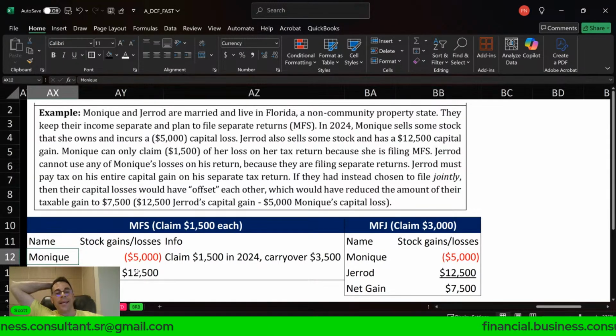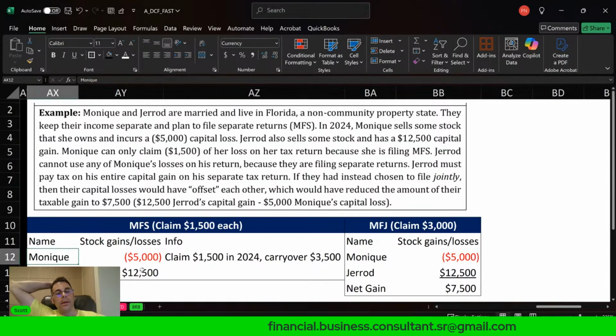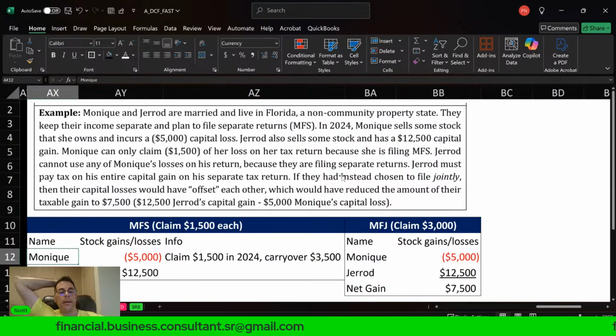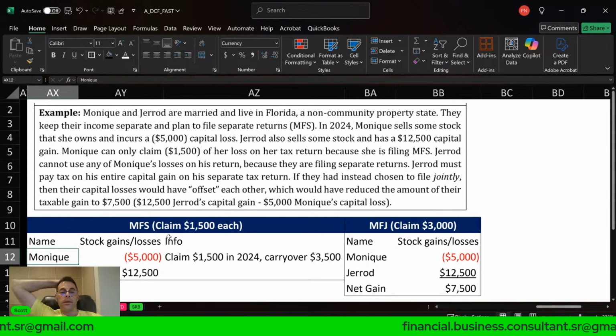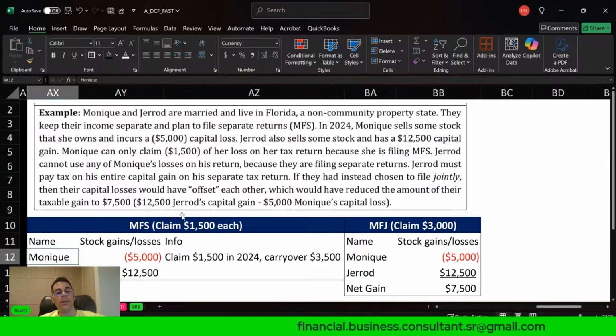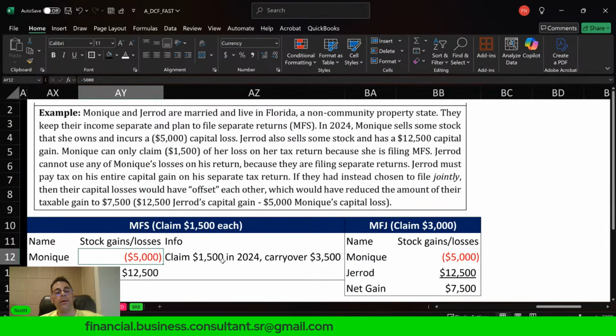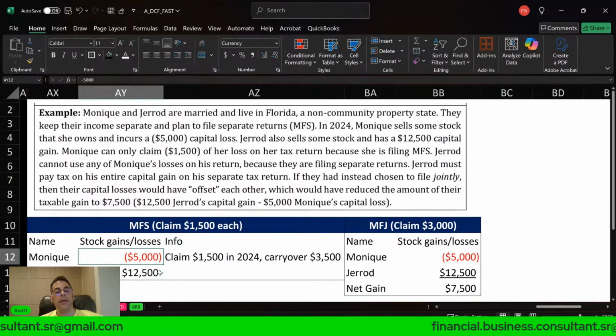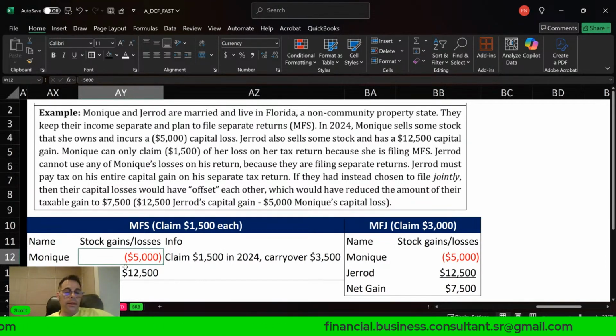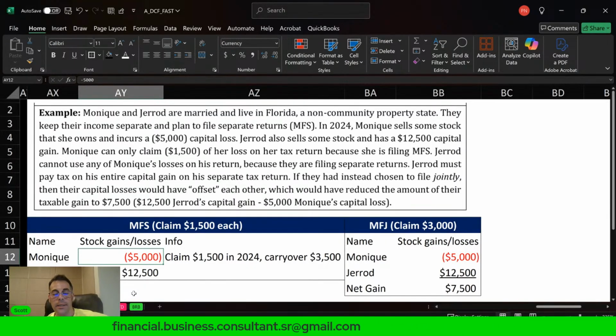Jared has a gain of 12,500. So he bought stock. Say he spent $10,000 on stock, and then he sold it for 22,500. So he had a gain. So if you're married filing separately, it's all separate. Monique can only claim $1,500 of the 5,000, and Jared 12,500. I mean, that's a gain, so he just had to pay taxes on that gain.